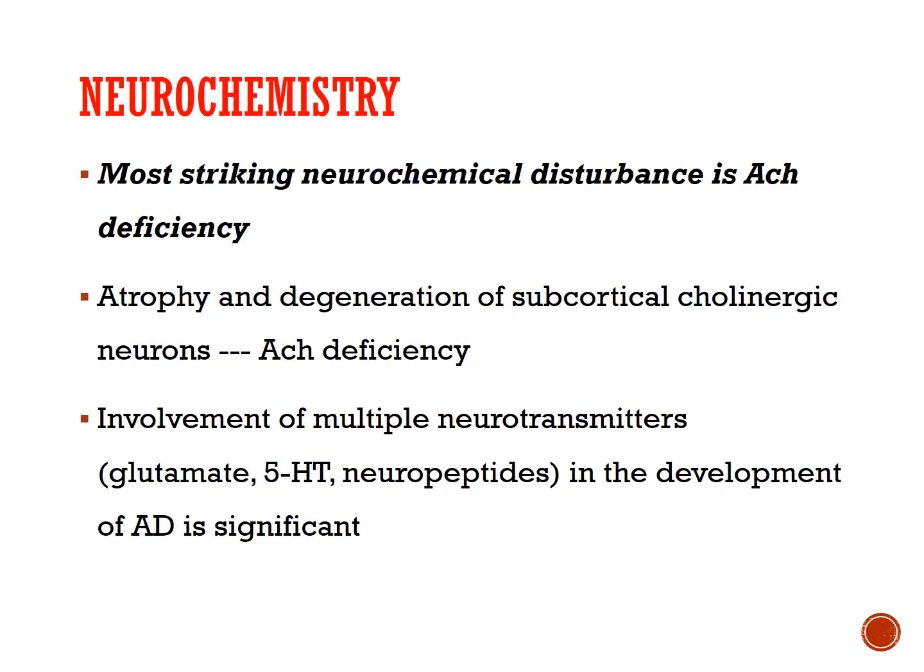Then a few points about the neurochemical features of Alzheimer's disease. The most striking neurochemical disturbance is the acetylcholine deficiency. It results from the atrophy and degeneration of the subcortical cholinergic neurons. So the restoration of acetylcholine transmission is the mainstay in the management of Alzheimer's disease.